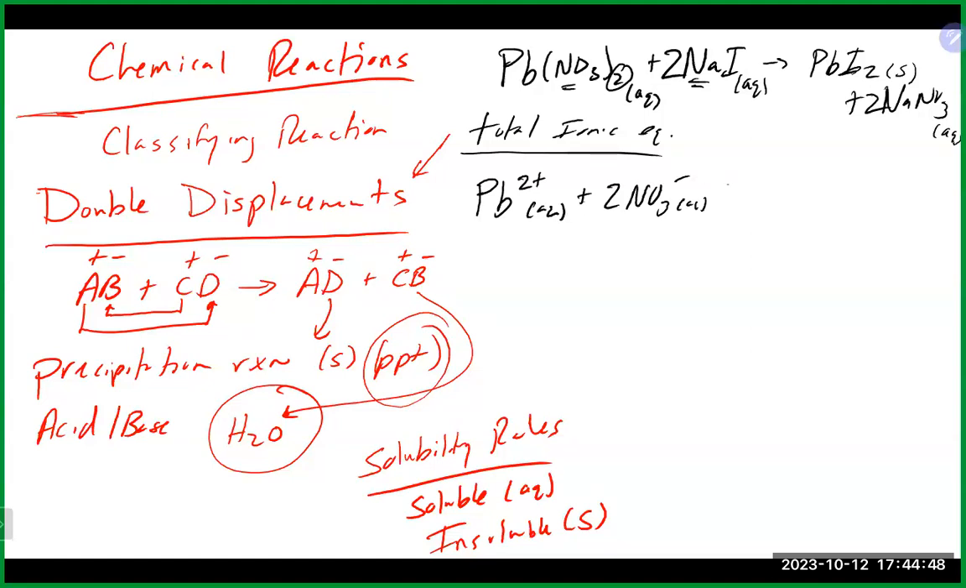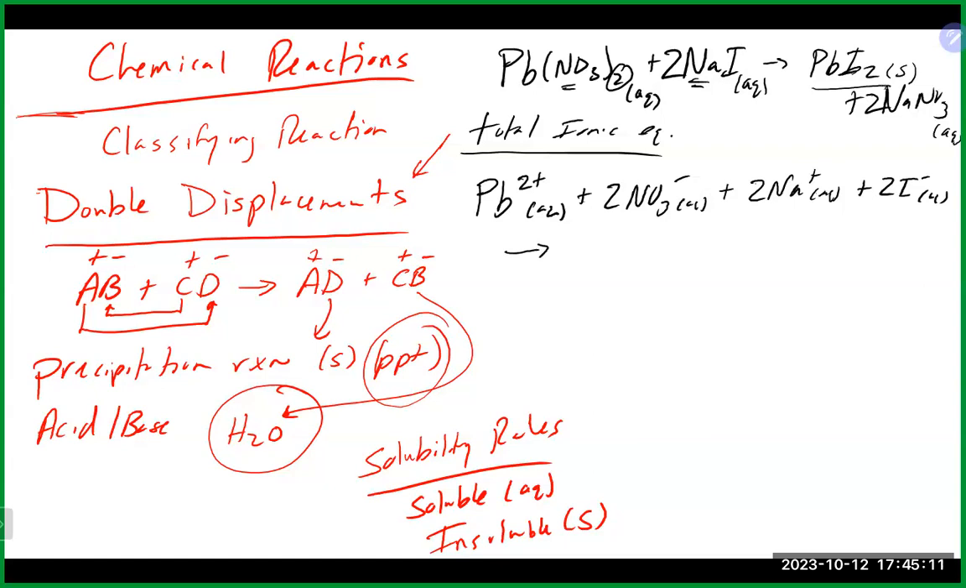Sodium iodide there is also a strong electrolyte, which means it will also break apart, and that 2 gets distributed to everybody behind it as well. So we have a couple of sodium ions floating around and a couple of iodide ions floating around. I'm going to go underneath this since I ran out of room there. Coming to the other side, we have something that's a solid.